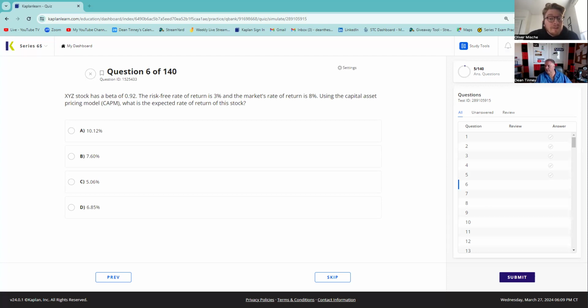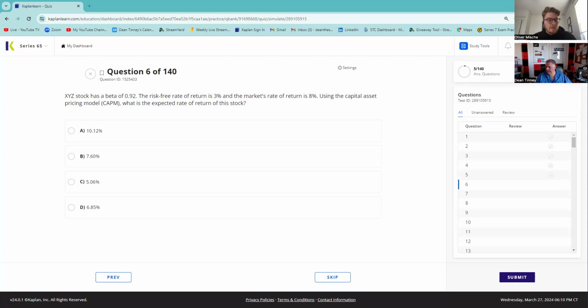Anyways, stock XYZ has a beta of 0.92. The risk-free rate of return is 3. The market's return is 8. So again, it's a buffet. I'm kind of riffing a little bit as we do this together, but I immediately like to take 8 minus 3. So 5 times 0.92. That's exactly right. And that's why I like to do that. I say, okay, so I could get 3 without risking my capital. So the market return was actually 5%, right?